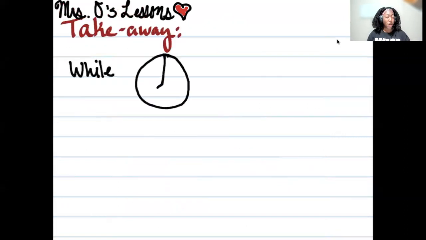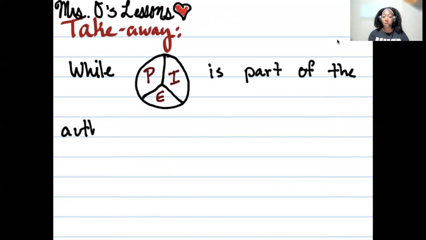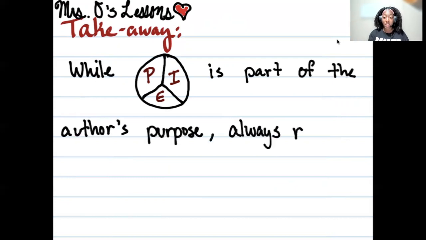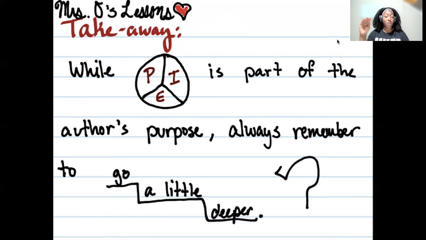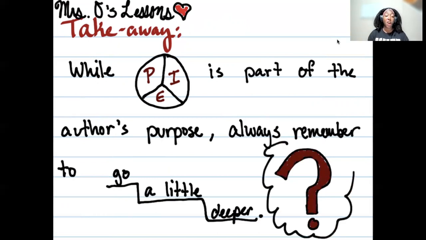Okay, so now that we've looked at an example, we know how to get the deeper level of author's purpose. Let's do our takeaway. While persuasion, information, and entertainment are a part of author's purpose, always remember to try to go a little deeper. Ask yourself those four questions whenever you're looking at text, and that'll help you obtain deeper knowledge about what the author is trying to do.